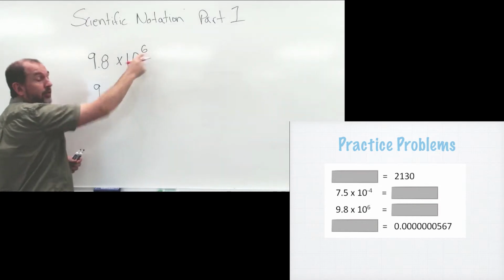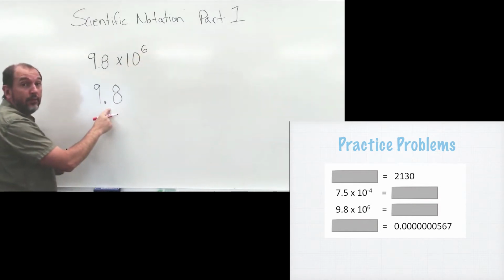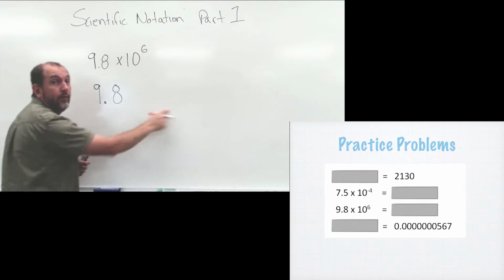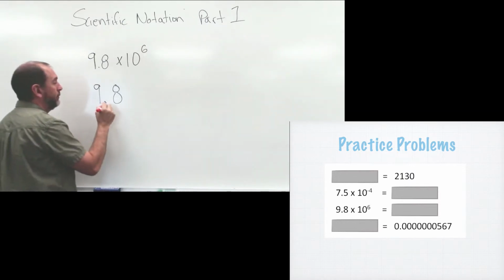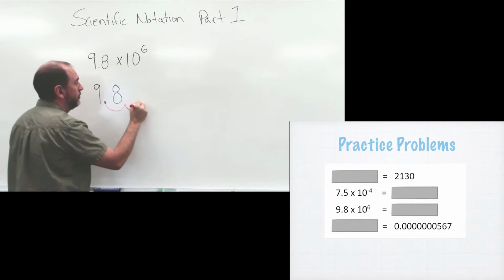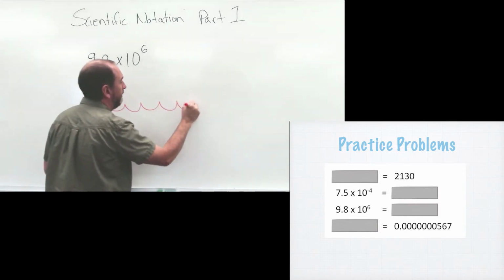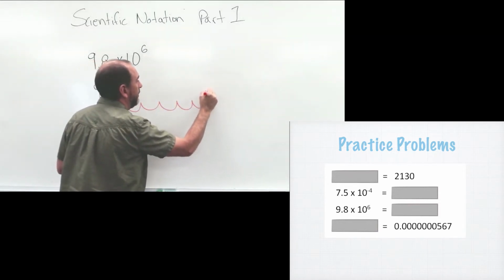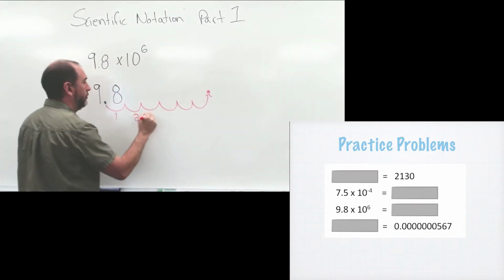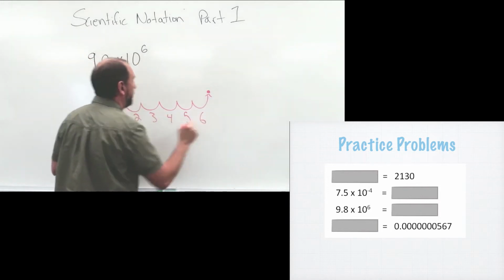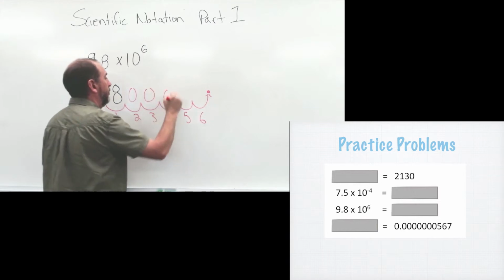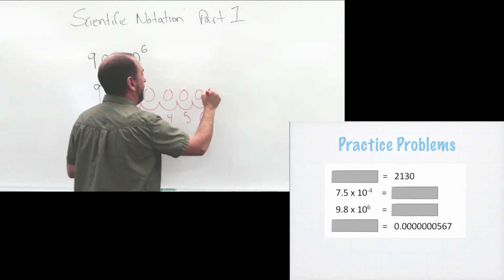Since this is positive, this has to turn into a big number, so I'm going to move it to the right. I'm going to move it to the right 6 places. 1, 2, 3, 4, 5, 6. There's where my decimal is going to go. And then there's the decimal.